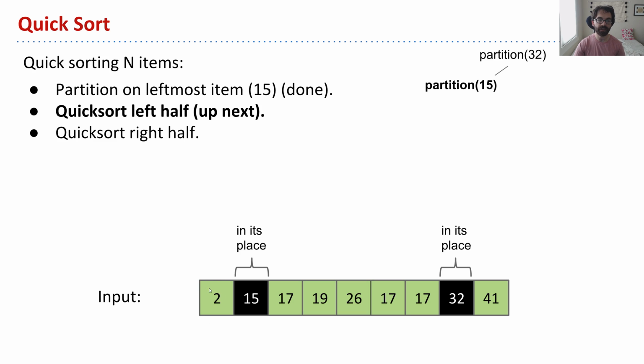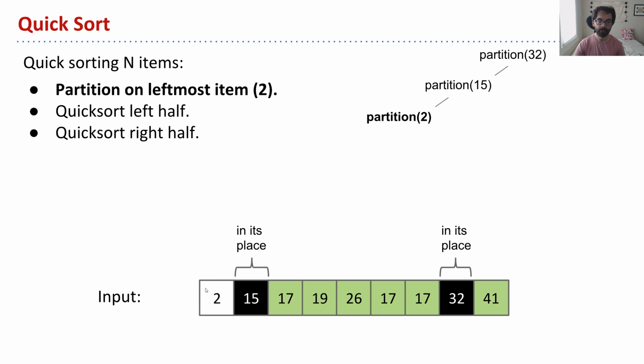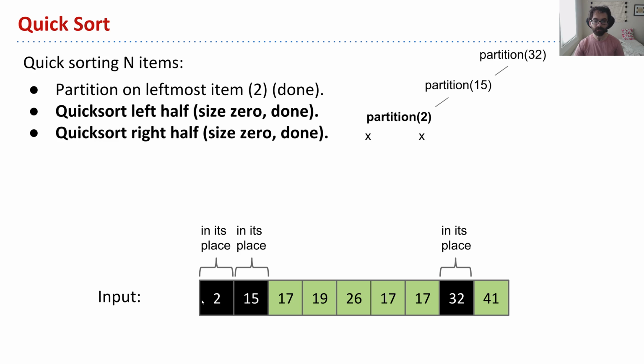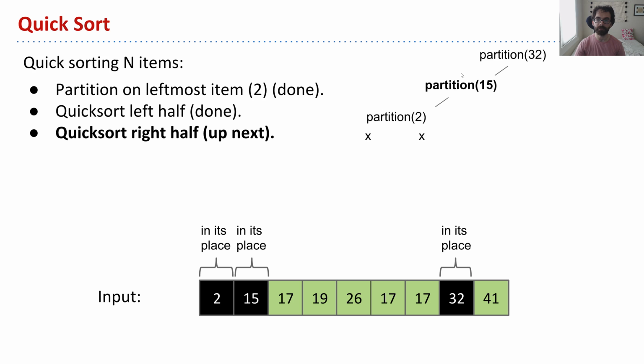On the left, we have this tiny problem of size 1. And so in this case, I'll show it explicitly, and we say, let's partition this tiny array of size 1 with 2 as its pivot. And so trivially, it doesn't move, and it's in its place, and it has two size 0 subproblems. And so I'm just going to mark those with an X. Okay, so now we're done with partitioning on 2, so we go back up to 15.